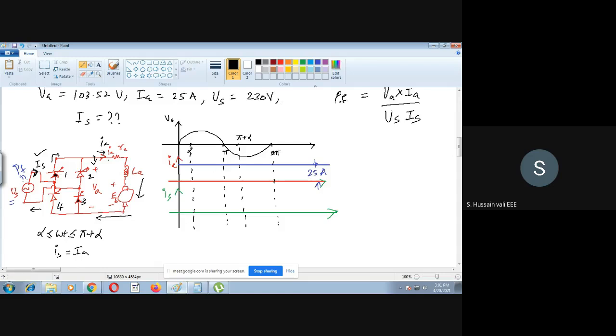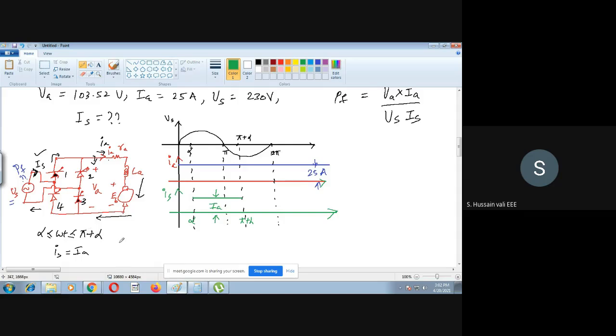Then we will draw the waveform of IS from alpha to pi plus alpha. What is its value we got just now? We got its value as IA. So we'll write here it is IA. This height is IA, from alpha to pi plus alpha. We got it. Okay. And then what's next?